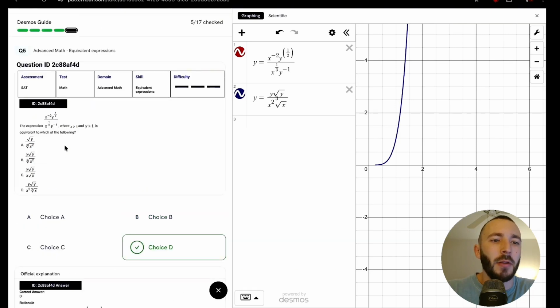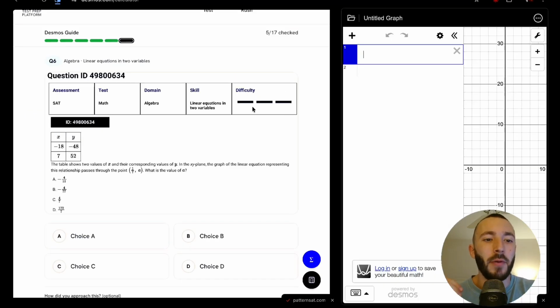Now, almost every single equivalent expression problem works the same exact way. You might have to turn things like a and b into x and y in order to actually graph it on Desmos, but conceptually, they all work the same way. Okay, now we have a different type of problem.